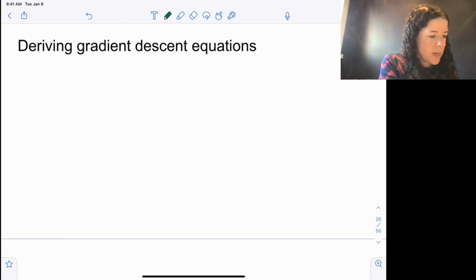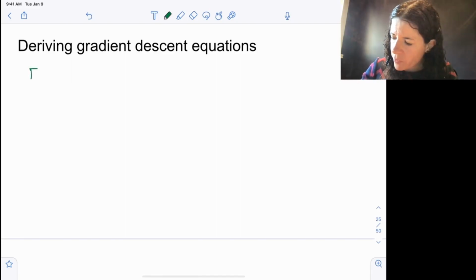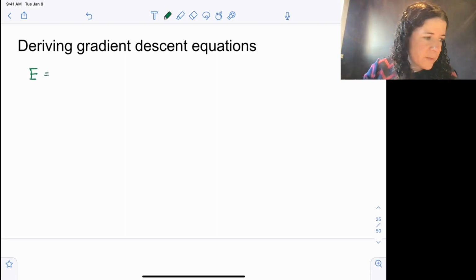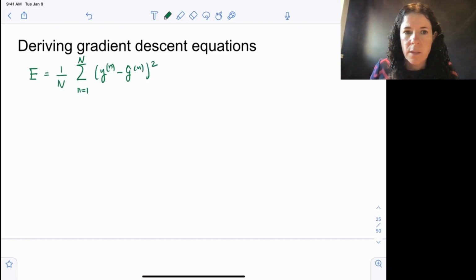So we have our error function, which I'm going to call E, and this function E is 1 over n, sum from small n equal 1 to capital N, of y_n minus y hat_n, squared. You're going to be annoyed that I used to use i and now I'm using small n, but it's because I'm using i for something else, so I don't want you to get confused.